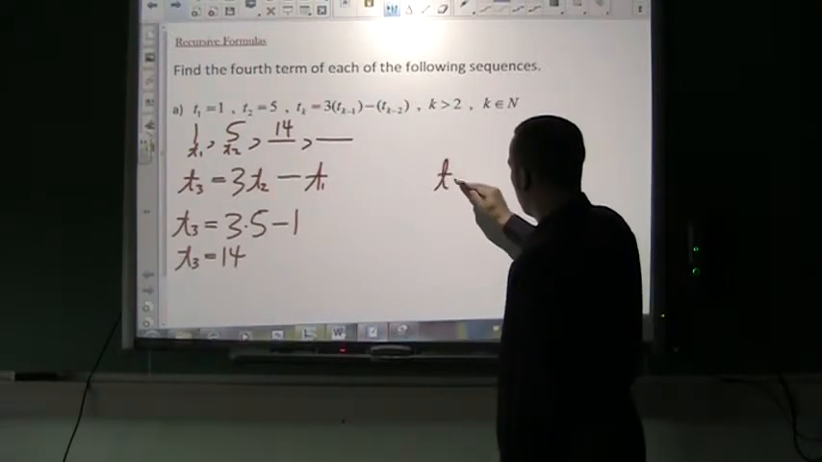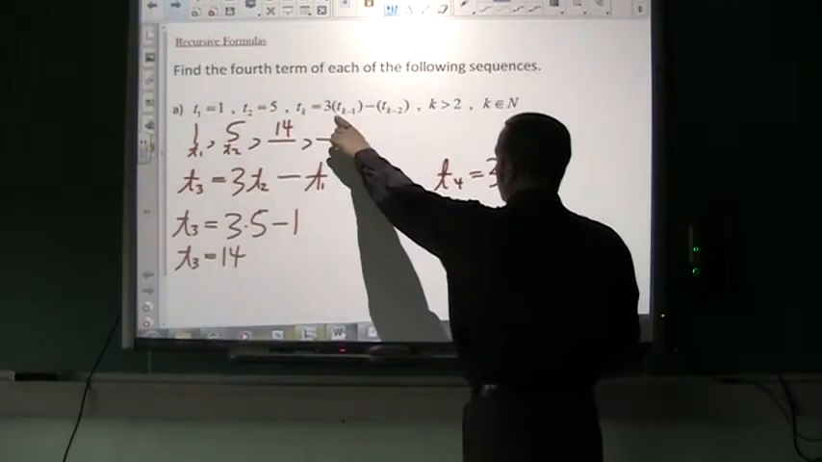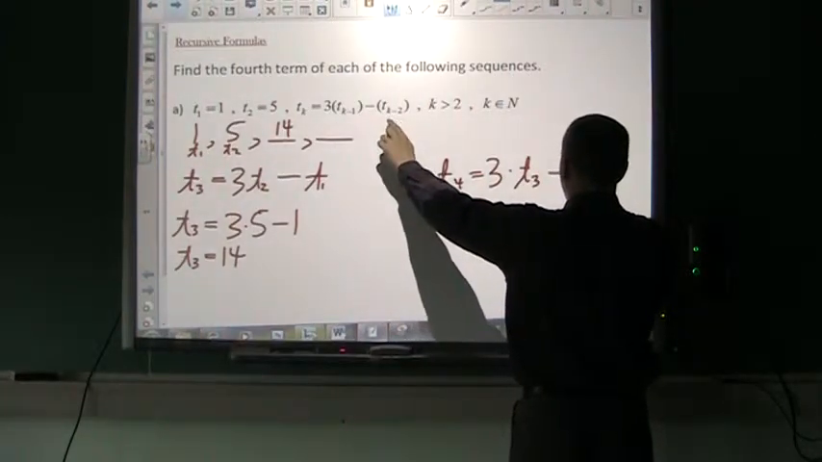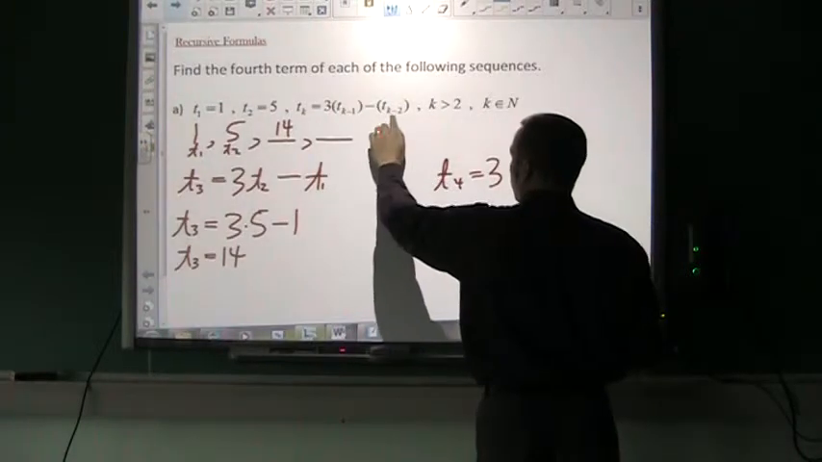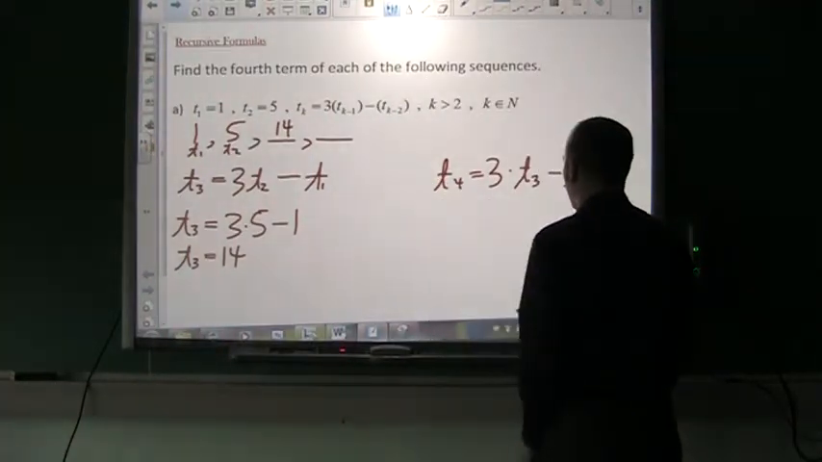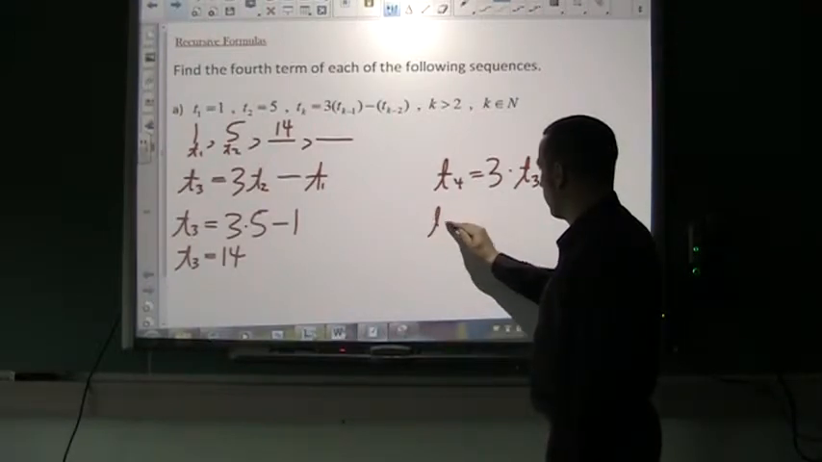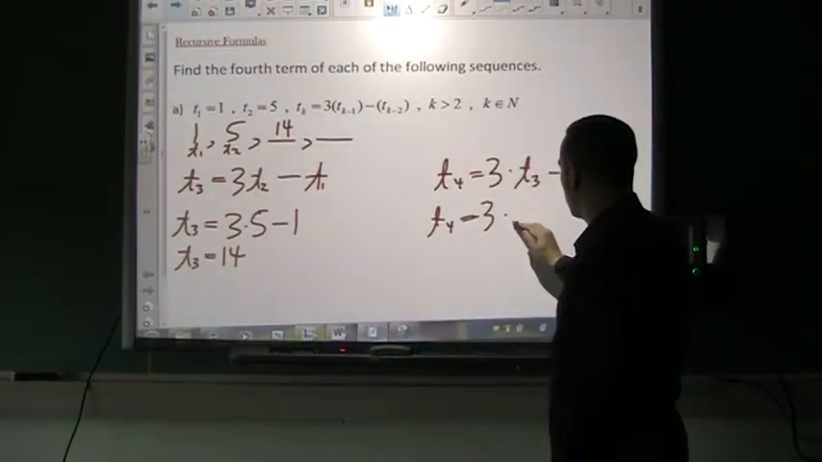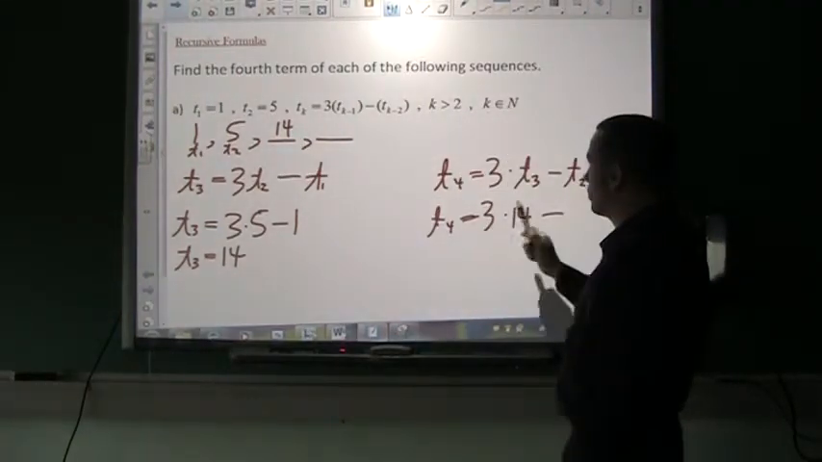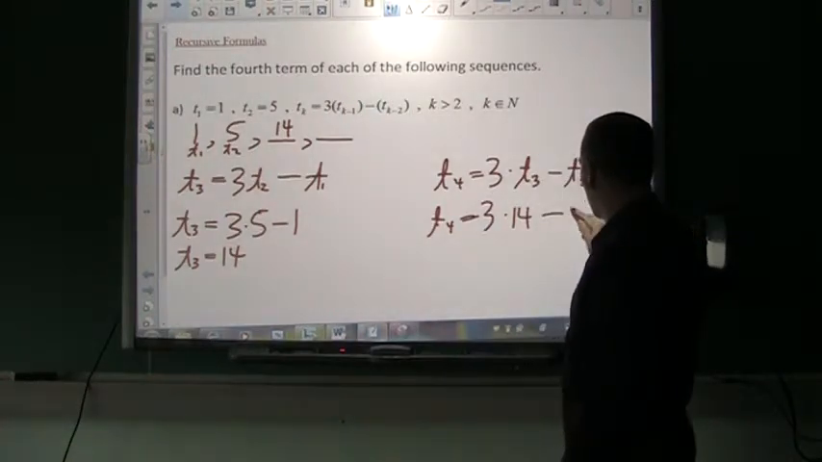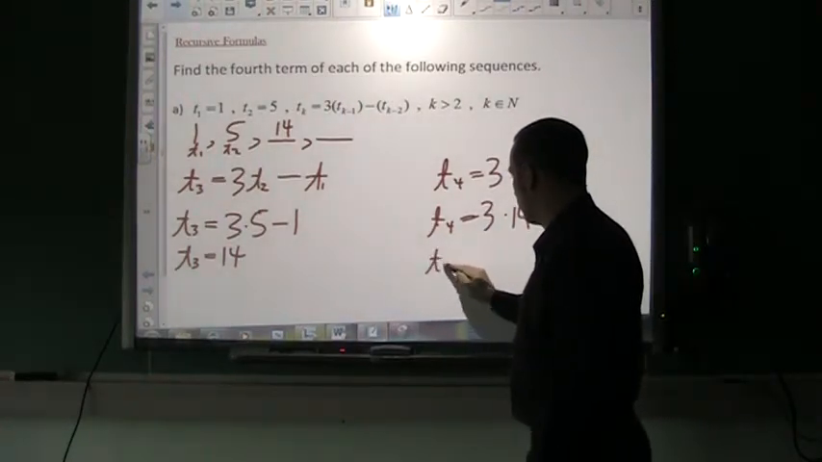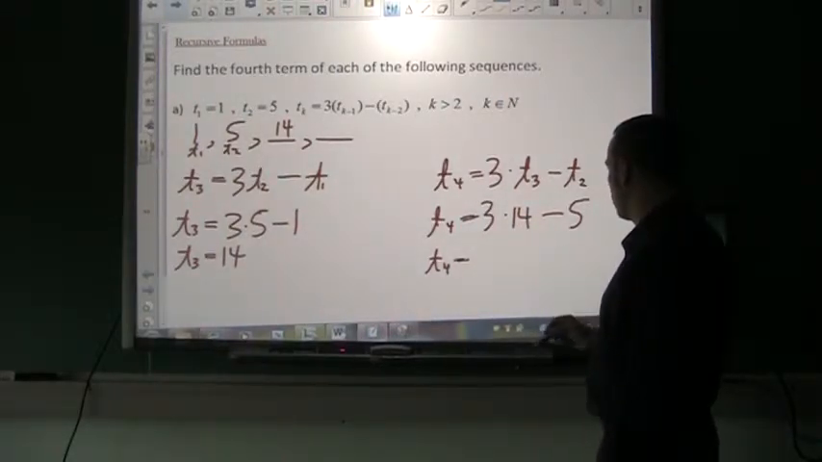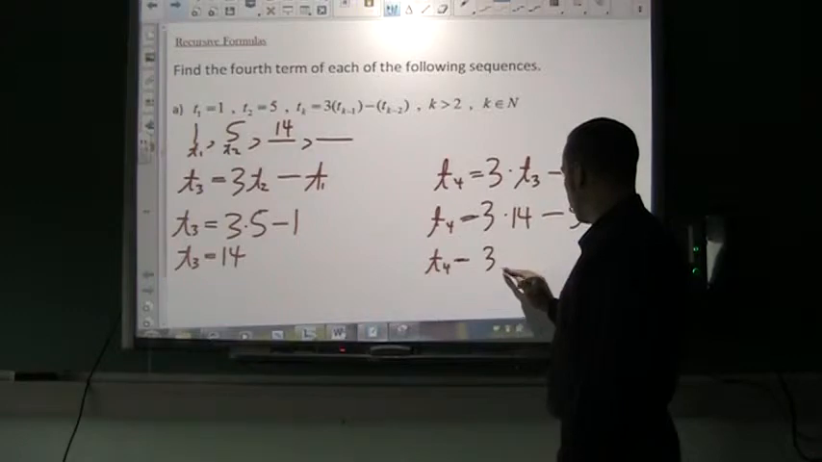T4 is going to be 3 times the previous term, so the third term, minus the term 2 terms previous to the one I'm figuring out, so 2 terms before that is T2. So my fourth term is going to be 3 times T3. T3 is 14, minus term 2. Term 2 is 5. The fourth term becomes 3 times 14, which gives you 42. 42 minus 5 gives you 37.